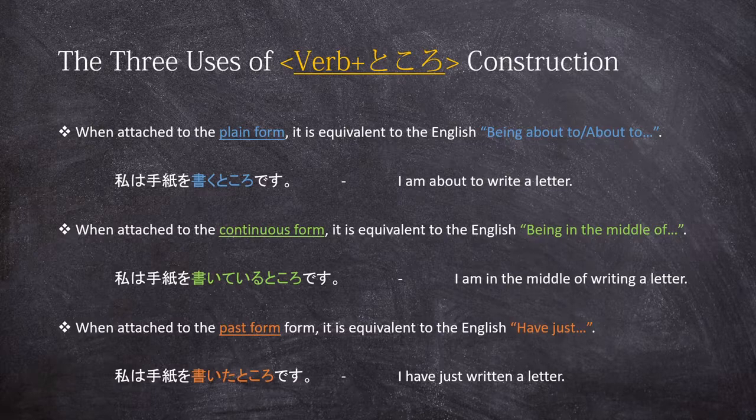So the most important thing here to remember is to always keep in mind the verb form to which you want to attach Tokoro, because as you can see here, all of those three have different meanings. So always keep that in mind. But to help you in doing that, we will see a number of examples in our next video section that is dedicated to the example sentences.